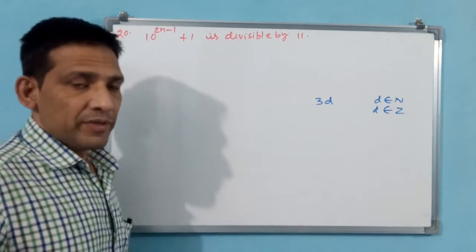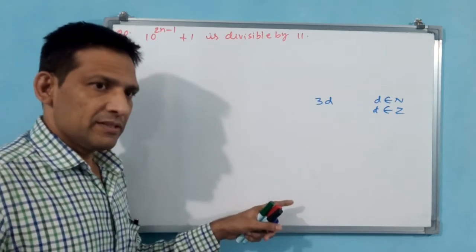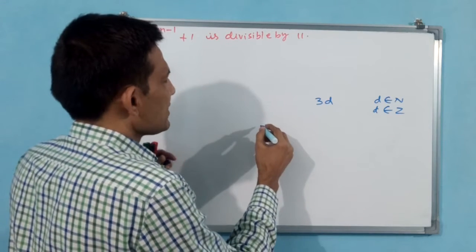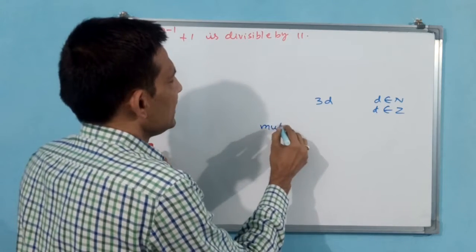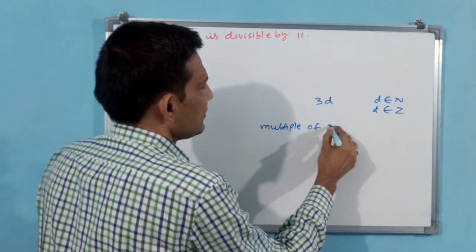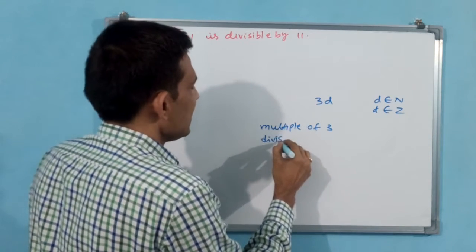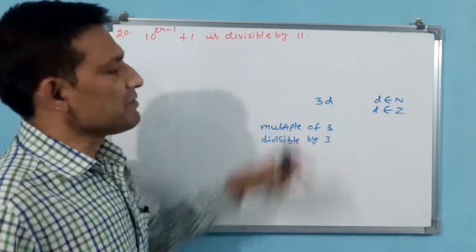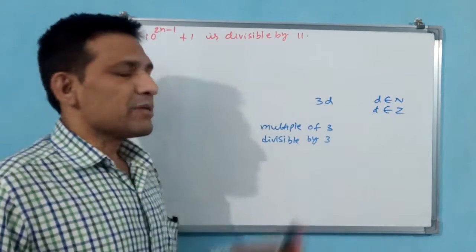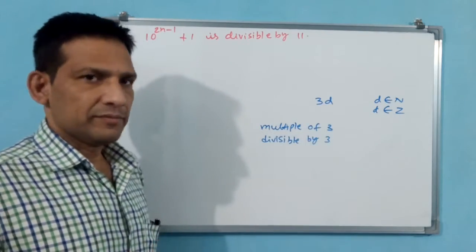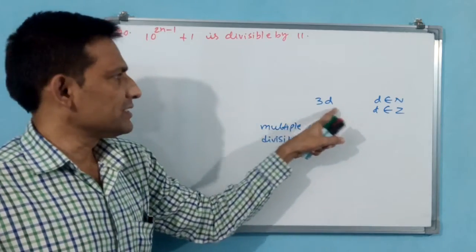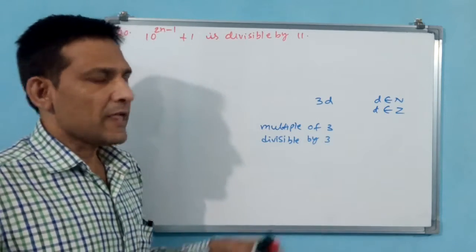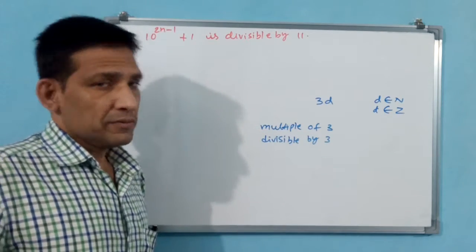But see, multiple of 3 is also divisible by 3. You see how I am writing. Multiple of 3, divisible by 3. You see here what we have written, divisible by 11. First you understand, multiple of 3 means 3D is a multiple of 3. Why? Because D, if you take n or Z, automatically 3 into something. This is also a number, an integer. That may be positive or negative or 0. But this is a multiple of 3.